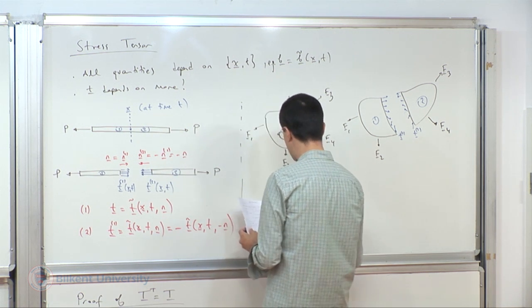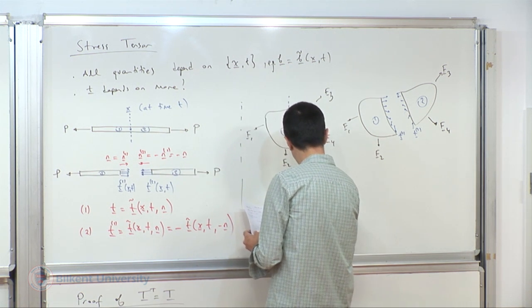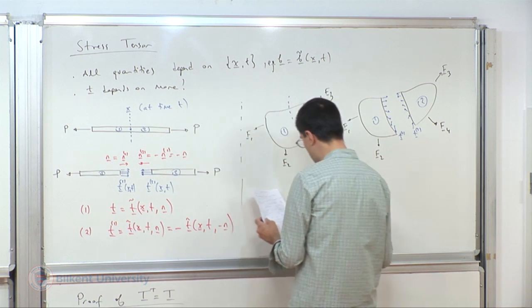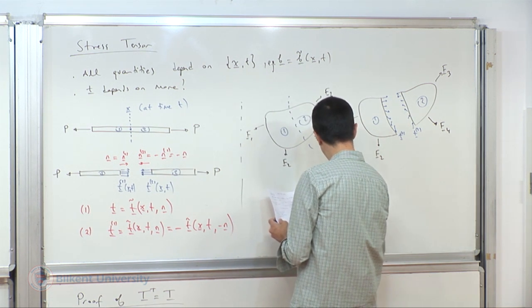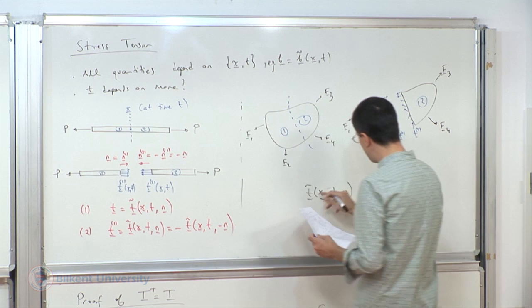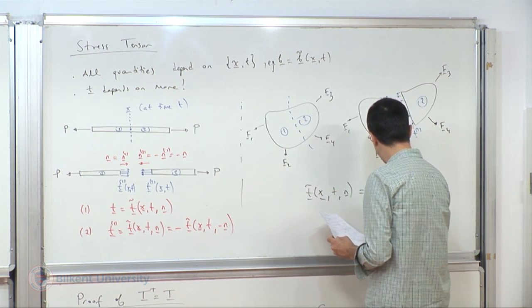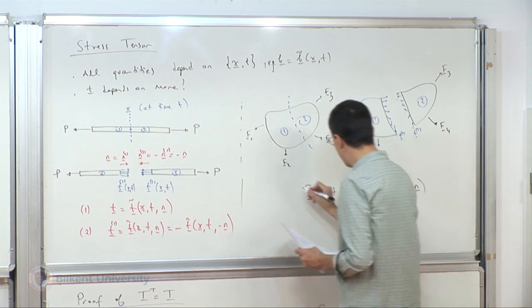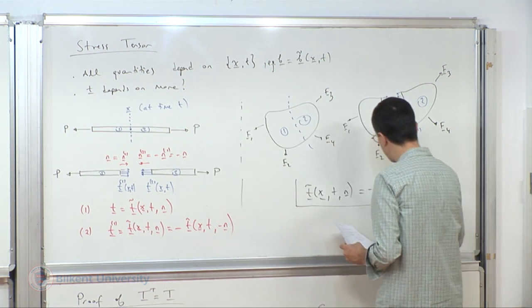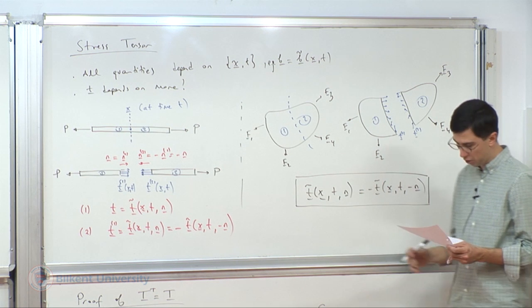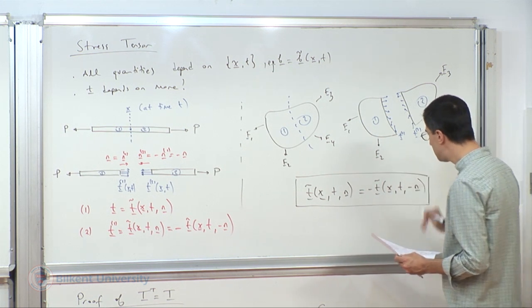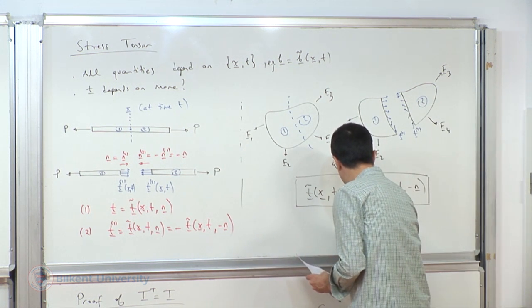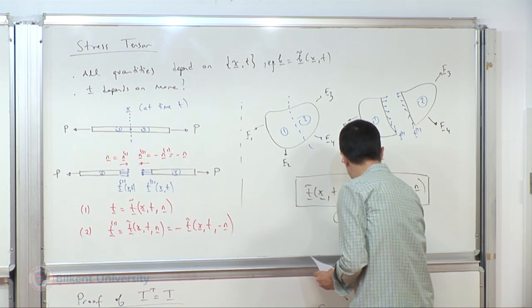So let me state our major result, the second one actually, once more. The traction depends on the normal, but it depends in a very special way that implies the action-reaction principle. Now, this result, by the way, is called Cauchy's lemma.